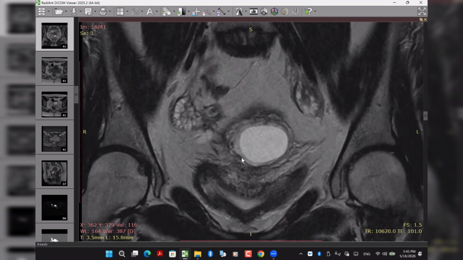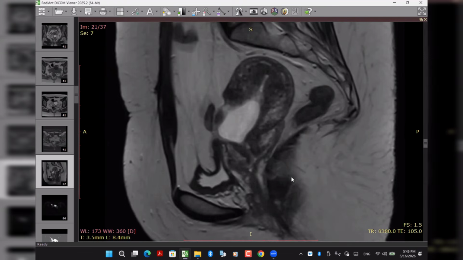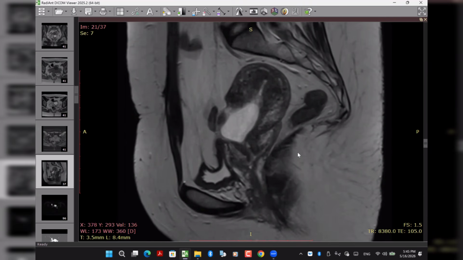What specific sequence do you want to see? I'd like to see the diffusion to check if it is restricted, but let me show you this one first. That is the one I asked you about. This is the sagittal. The moment you are dealing with the female pelvis, it is better to have the axial and sagittal sequences first. But I put the coronal at the start to check what you were specifically looking for.